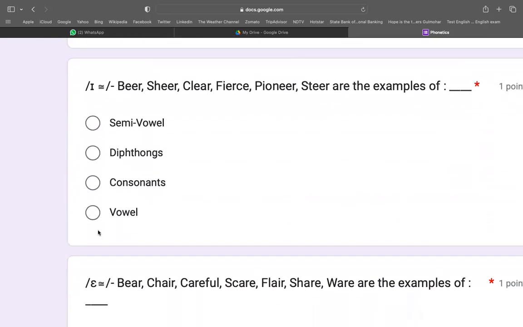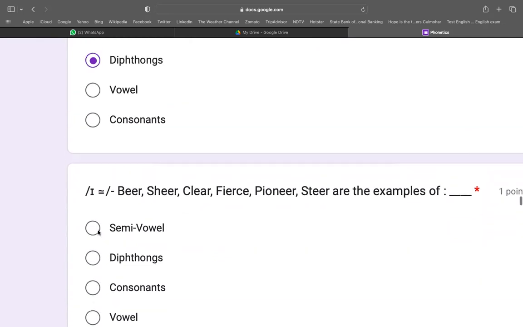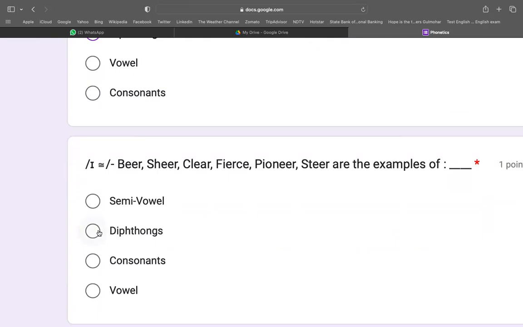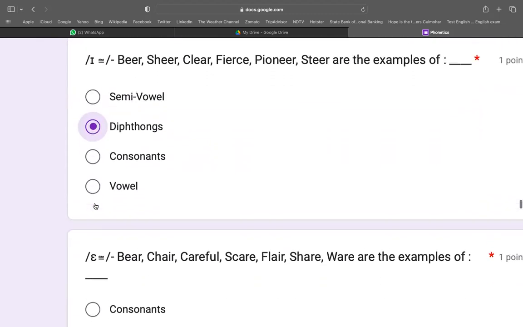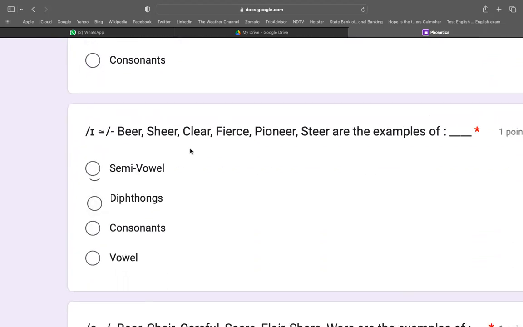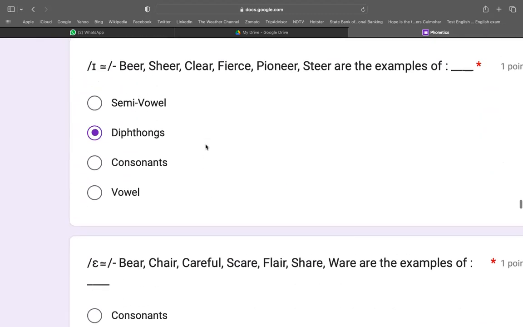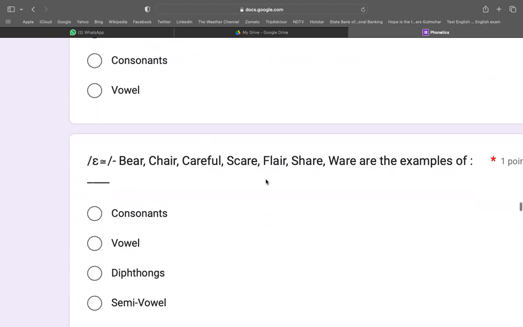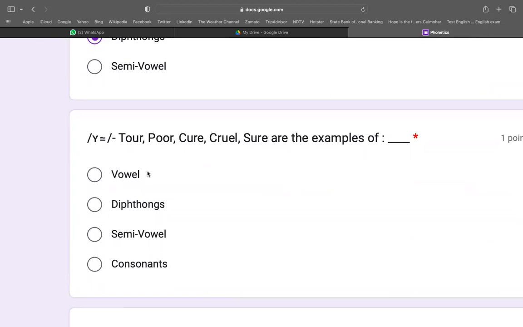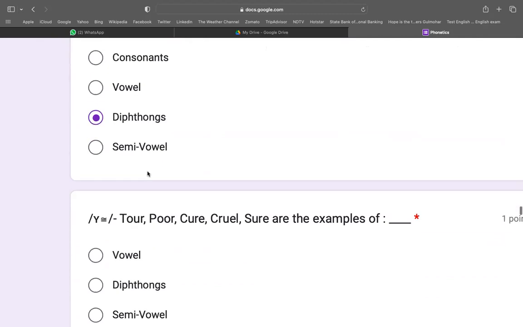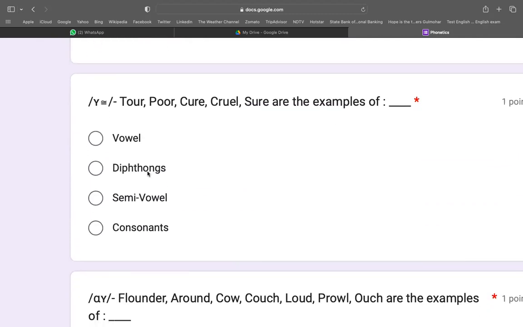Next, if you talk about beer, sure, fears, pioneer, stir, they are also considered diphthongs, right? So beer, chair, clear. Beer, chair, careful, scared, flare, share, where are the examples of diphthongs too, isn't it? Now, tour, pour, cure, shore are the examples of, if you talk about them, they are also diphthongs, right?